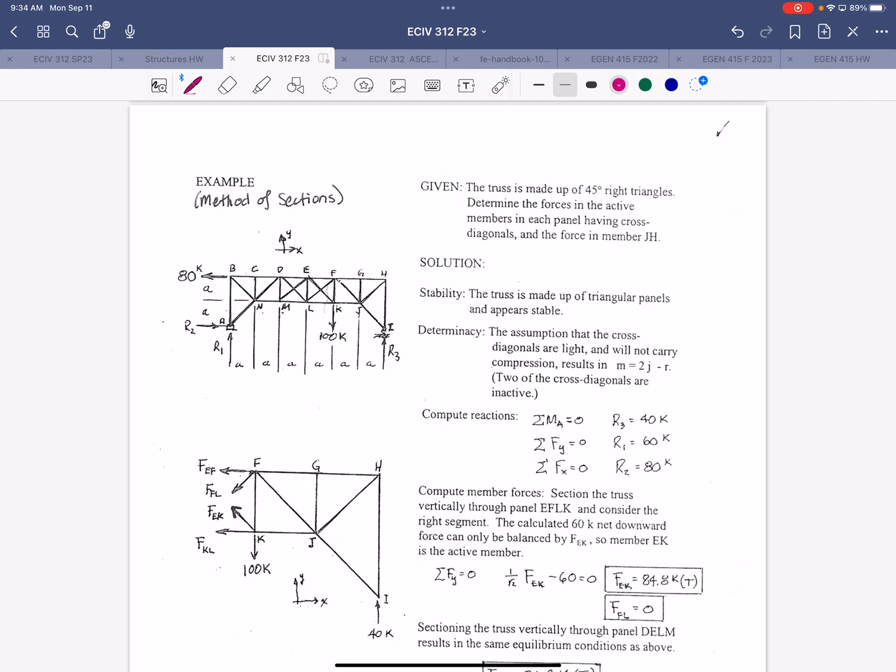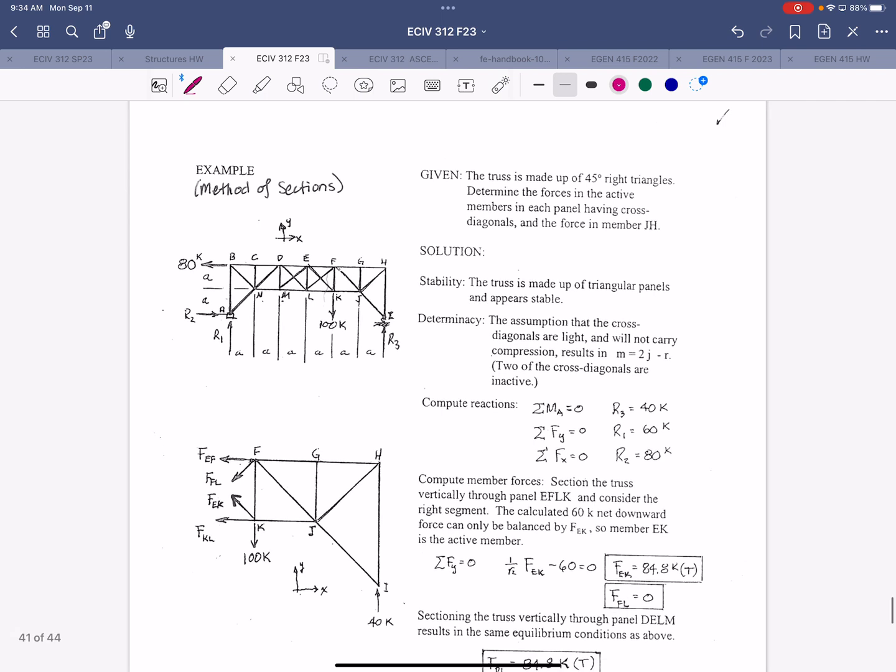All right, so now we've got method of sections that we're going to discuss, and I know you've seen or been introduced to method of sections, but maybe you haven't applied it as much as method of joints. Does that sound accurate, or would you say you've got a pretty solid grasp on method of sections too? Okay. A mixed bag there.